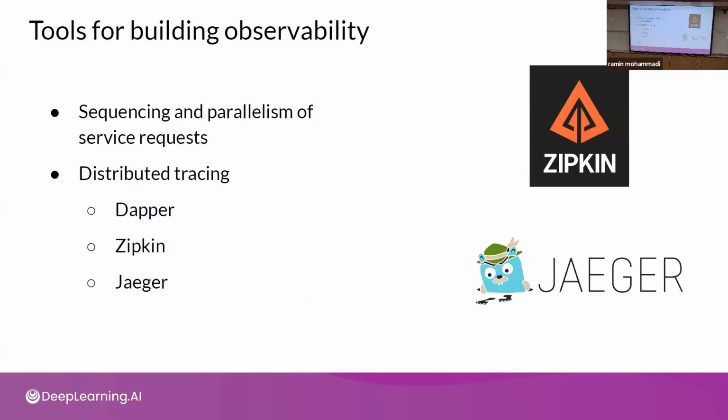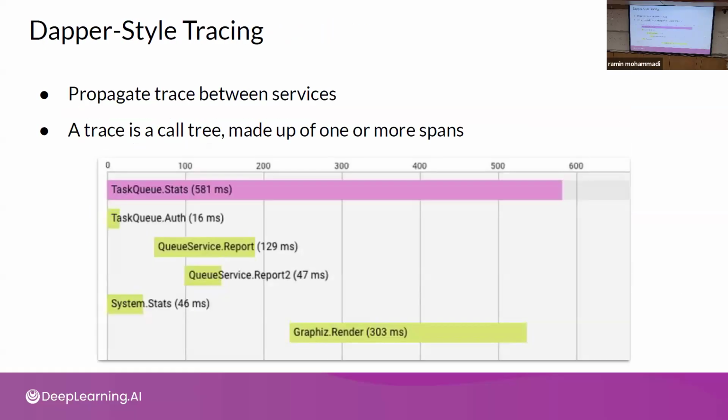There are also some tools that will help you with observability: Zipkin, Jaeger, Dapper, different tools that you can use. We don't have any labs on those, unfortunately, but overall you can get some sort of trace like this, which basically tells you when something started through the end.